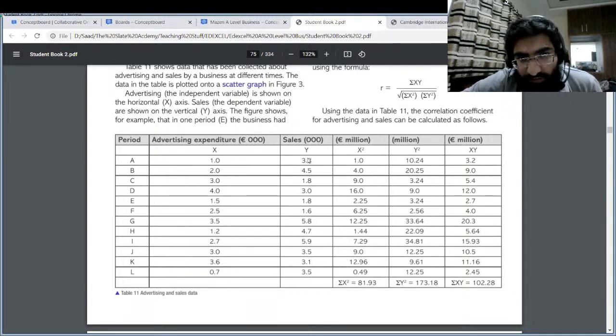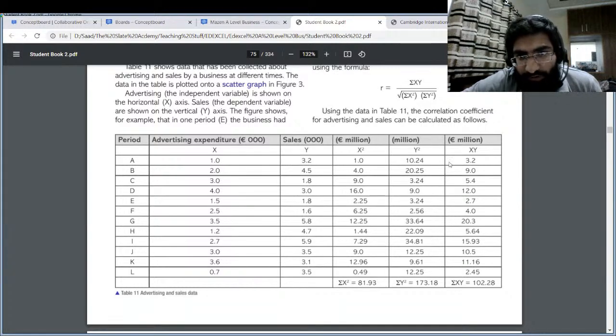Then you have this y column, you take y squared. So 3.2 whole squared is 10.24, 4.5 squared is 20.25, 1.8 squared is 3.24, and so on. You calculate the square for all these values of y, and then you sum them so that you get sigma y squared equal to 173.18. Okay. Once you have got this as well, then you do xy.